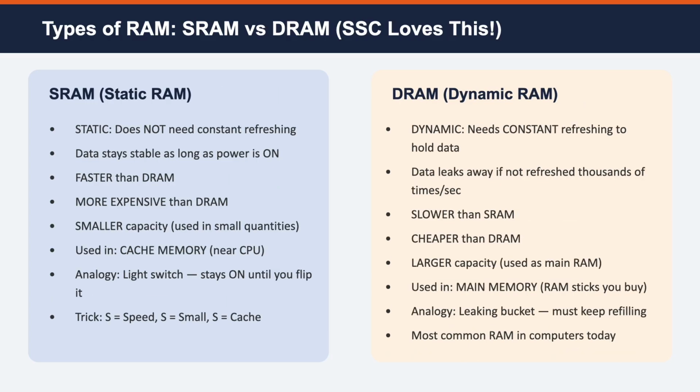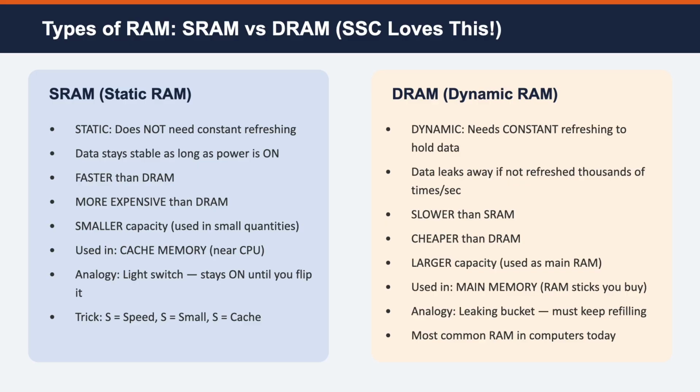Now RAM itself has two types, SRAM and DRAM. This is another SSC favorite. SRAM stands for static RAM. Once data is set, it stays stable as long as the power is on. It does not need to be refreshed. Think of a light switch. Once you flip it on, it stays on until you flip it off. That is SRAM: stable, fast but expensive.